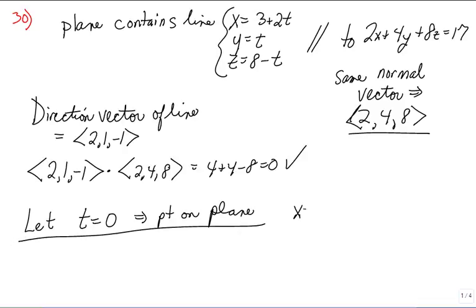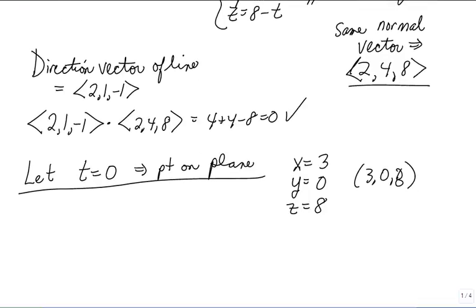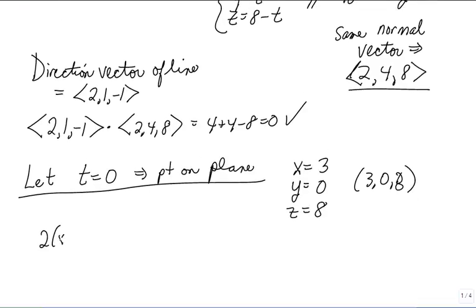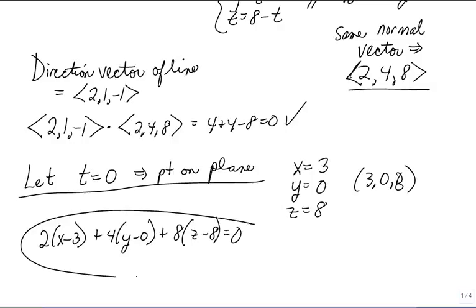So then you get x equals 3, y equals 0, z equals 8. So the point is 3, 0, 8. So my equation is going to be 2 times x minus 3 plus 4 times y minus 0 plus 8 times z minus 8 equals 0. And you can work that out more and distribute it to see what the final answer is.